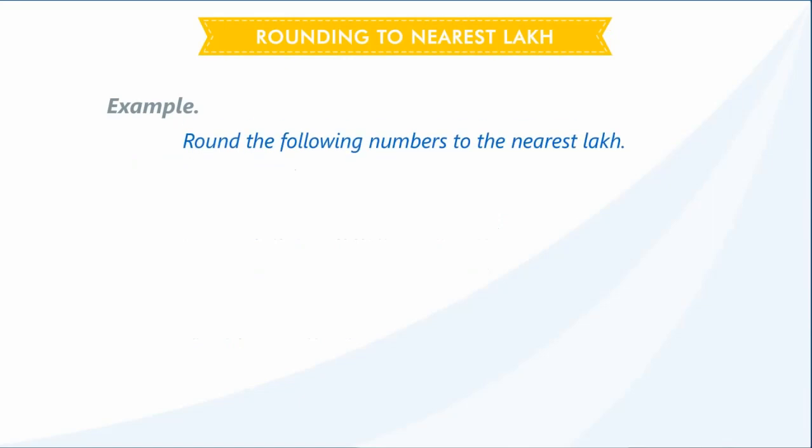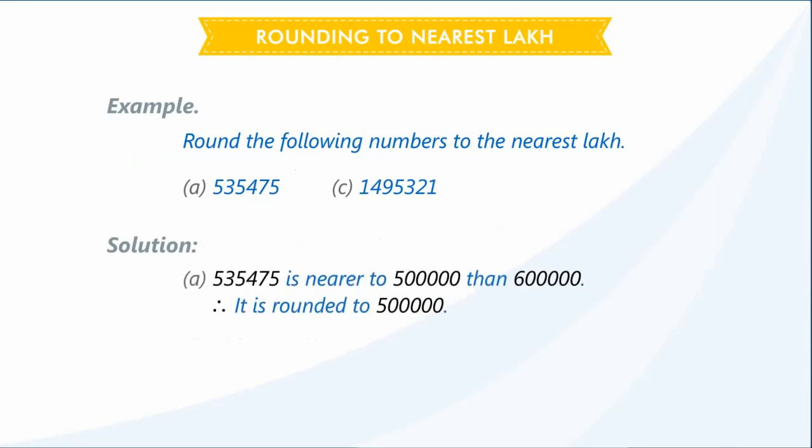Example. Round the following numbers to the nearest lakh. A. C. 5,35,475. 14,95,321. Solution. A.